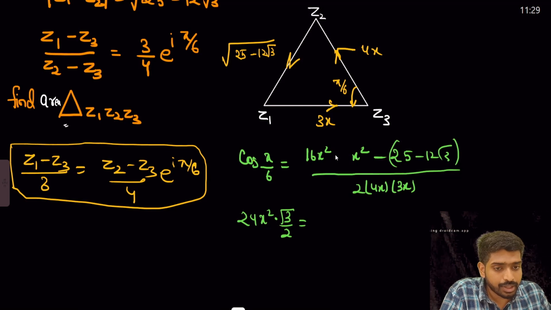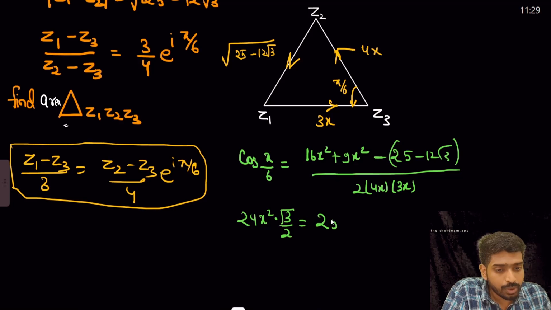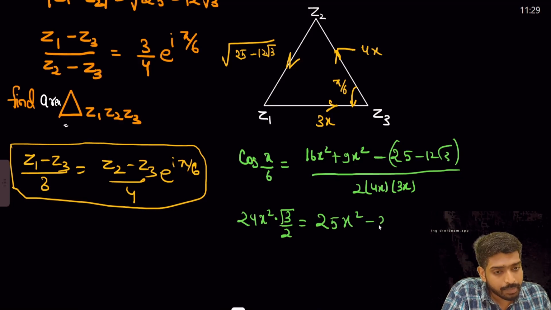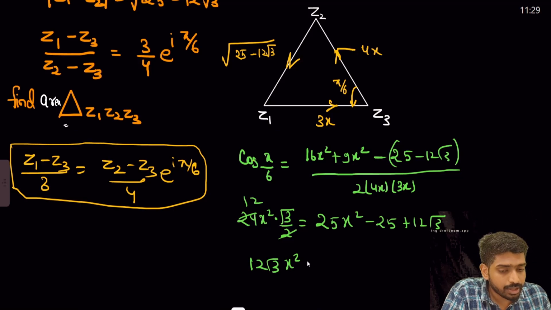3x square is 9x square. So 16x square plus 9x square will be 25x square minus 25 plus 12 root 3. Then can I cancel this 2? 12 root 3x square is equal to 25x square minus 25 plus 12 root 3. Got it. Now next, can I send this x square to this side? I'll send this x square to that side.